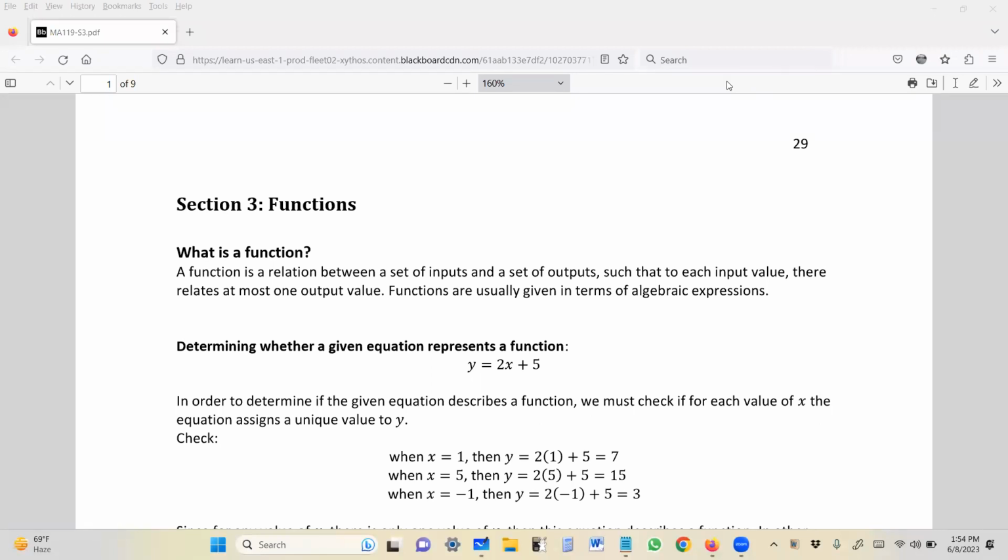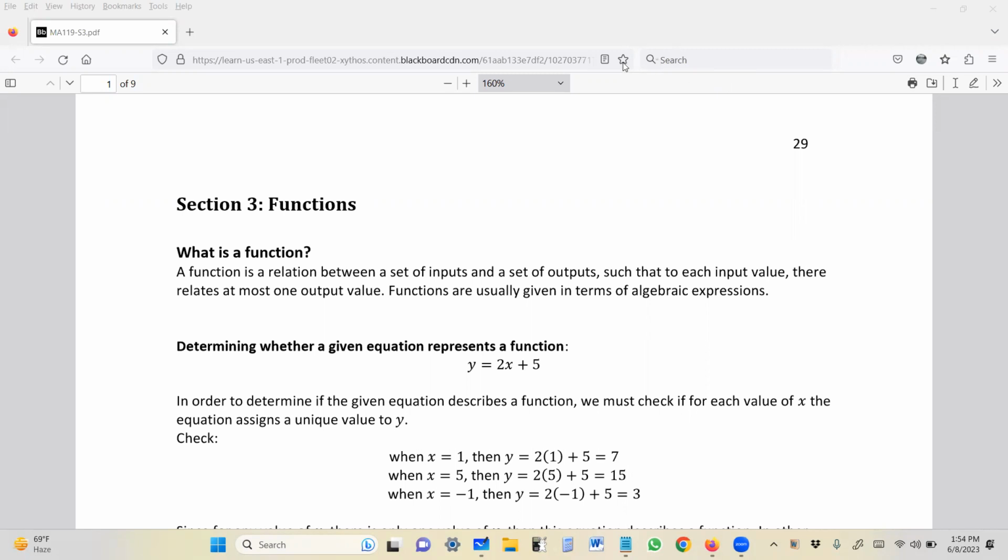Hello everyone. So this is the video dealing with section 3, dealing with functions. And we're going to divide this into two parts. The first part will cover the basic definitions of functions and how to determine if the graph of a particular equation or curve represents the graph of a function. So before we begin, let's take a look.